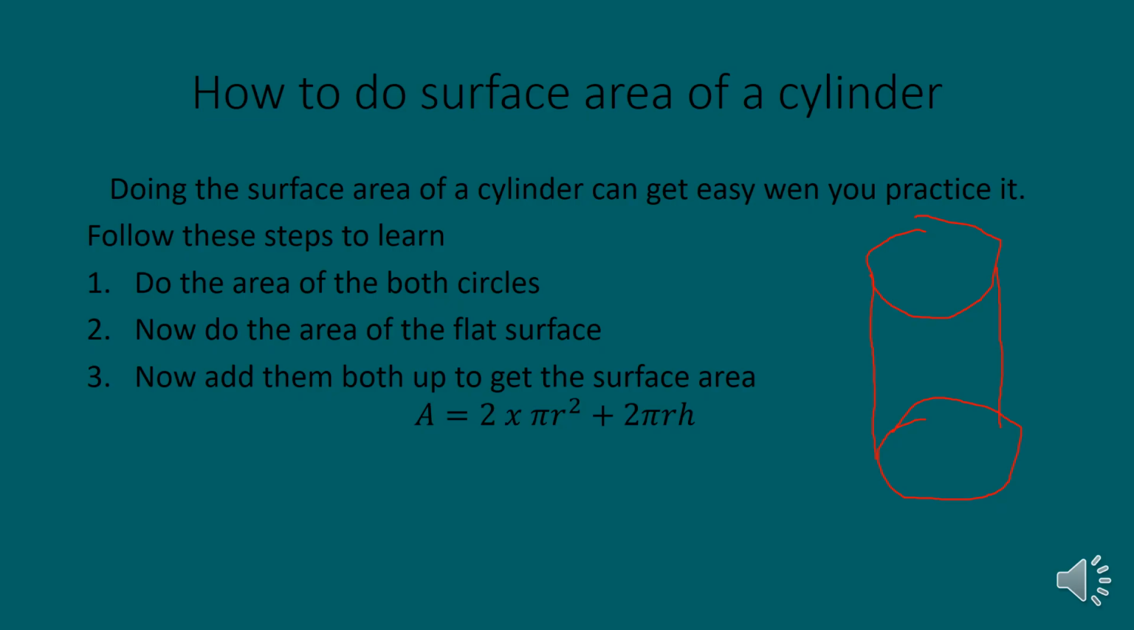To do this, first you have to do the surface area of the two circles, okay, guys? Then you do the area of the flat surface. Then you add them both up to get the surface area. So, this is the formula, okay? This one is for the two circles, and this one is for the tube-like body.